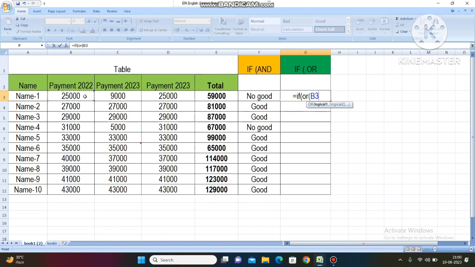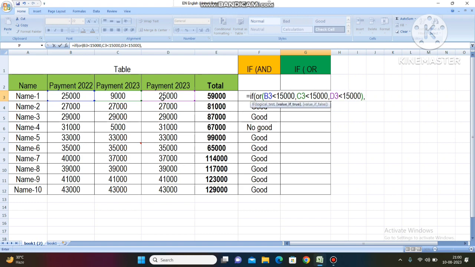that should be: this is less than 15,000, and the second logical condition is this is less than 15,000 as well, and the third condition is also less than 15,000. We will close the bracket, having put the comma.